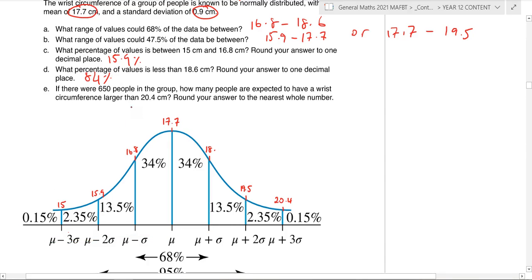Okay, last one. If there were 650 people in the group, how many people are expected to have a wrist circumference of larger than 20.4? Round your answer to the nearest whole number. This is a bit tricky. Watch this one. We're looking for how many will be above 20.4. If 20.4 is here, everything above that is 0.15%. So you're looking for 0.15% of 650 people. To do that, you're going to go 0.15 over 100 times 650.